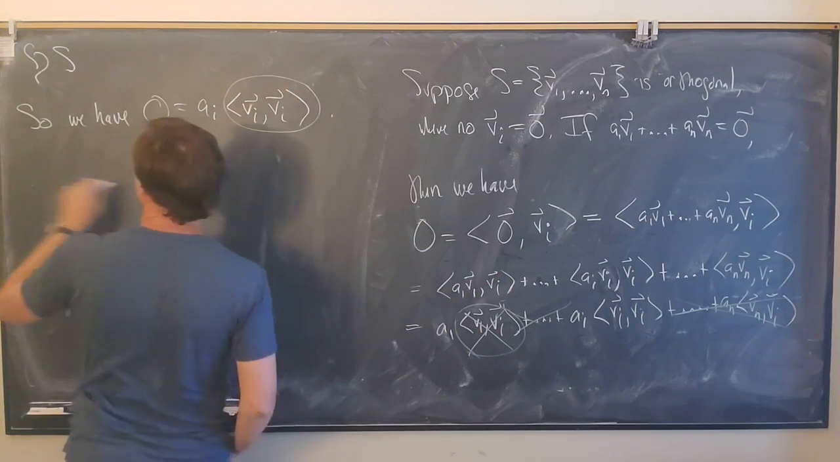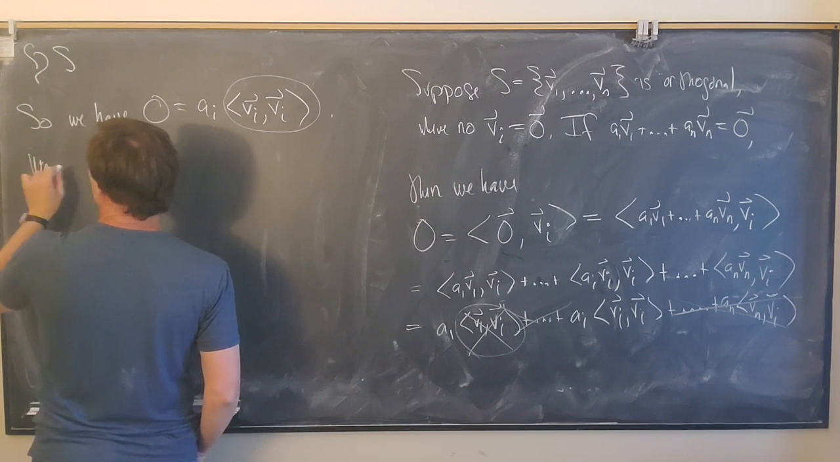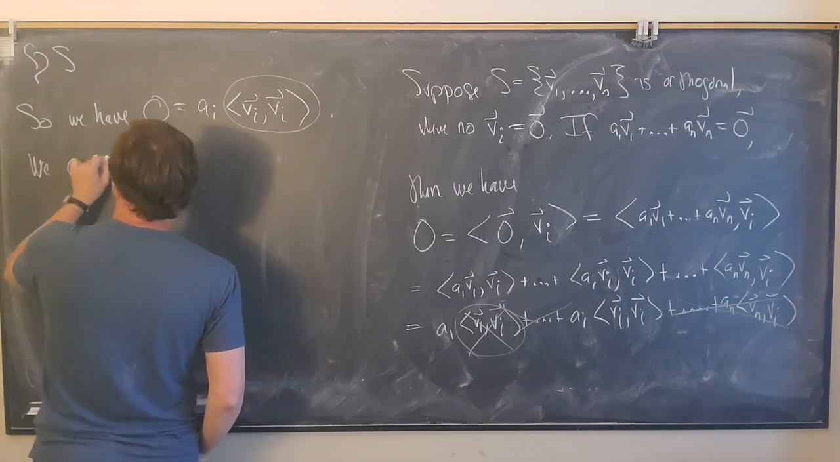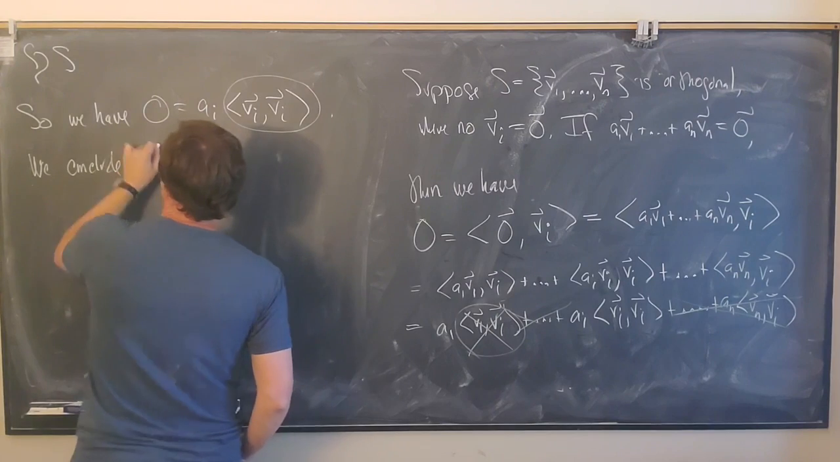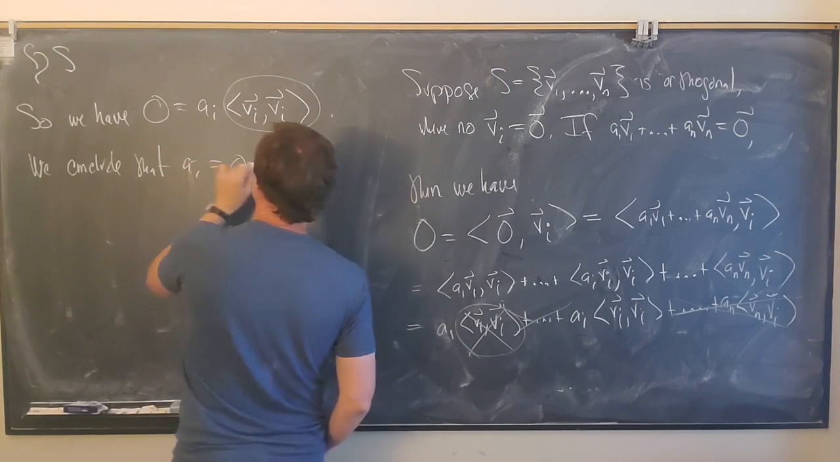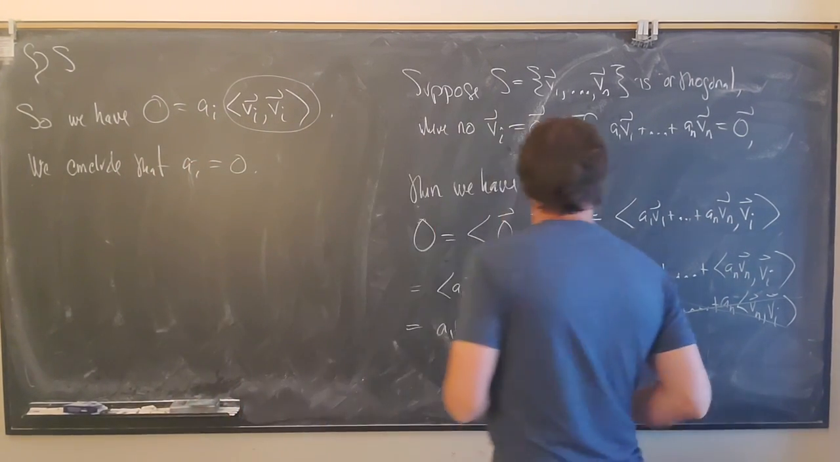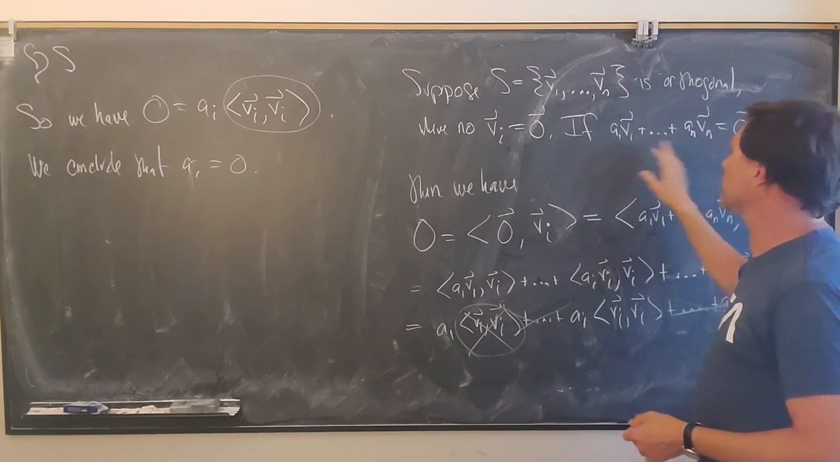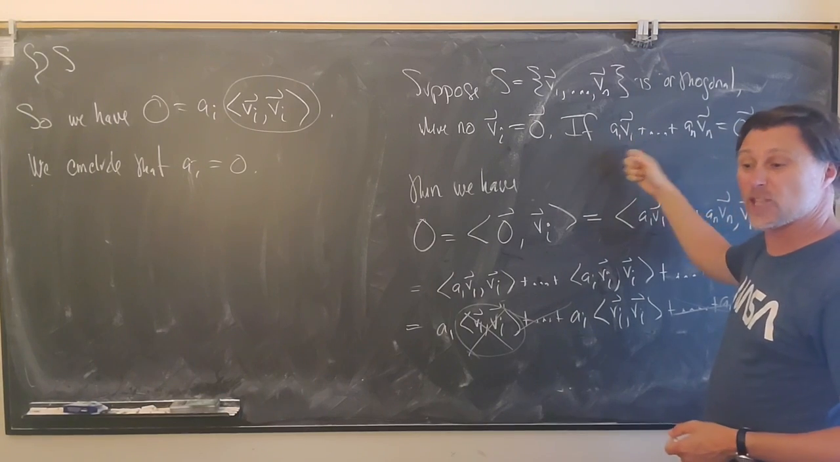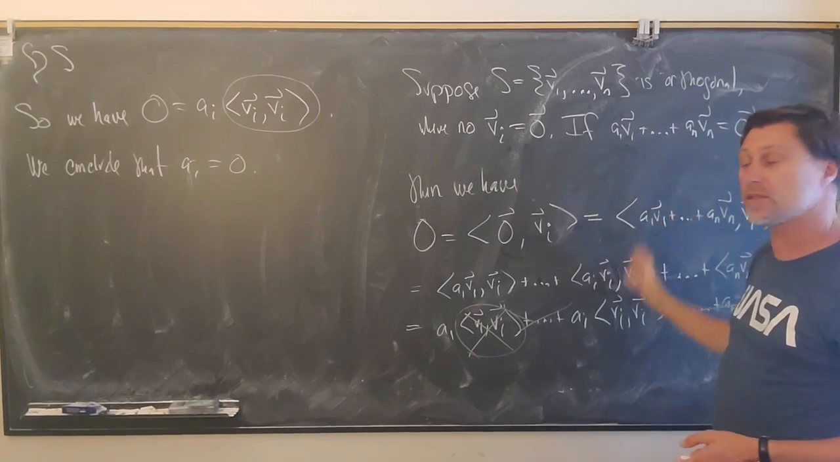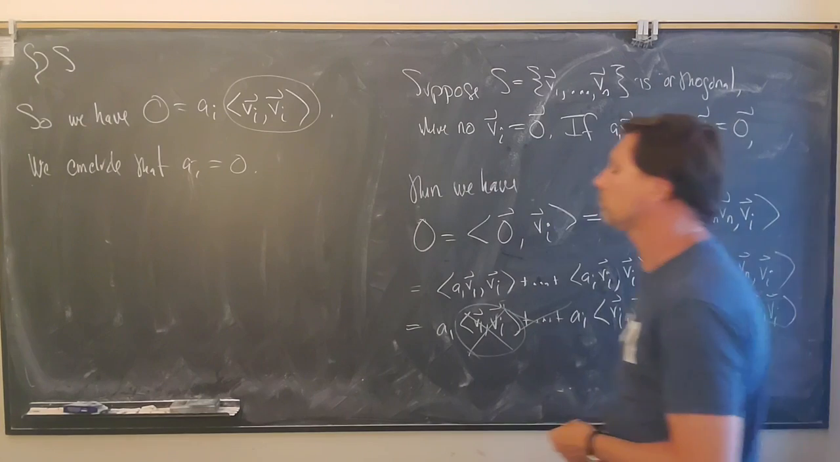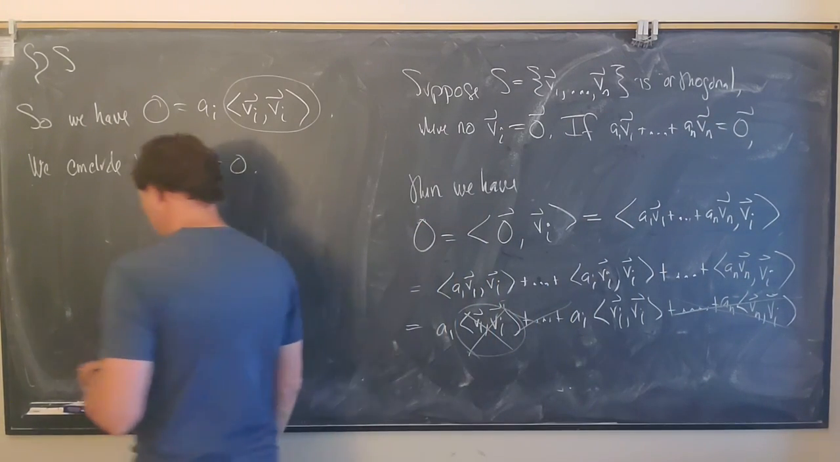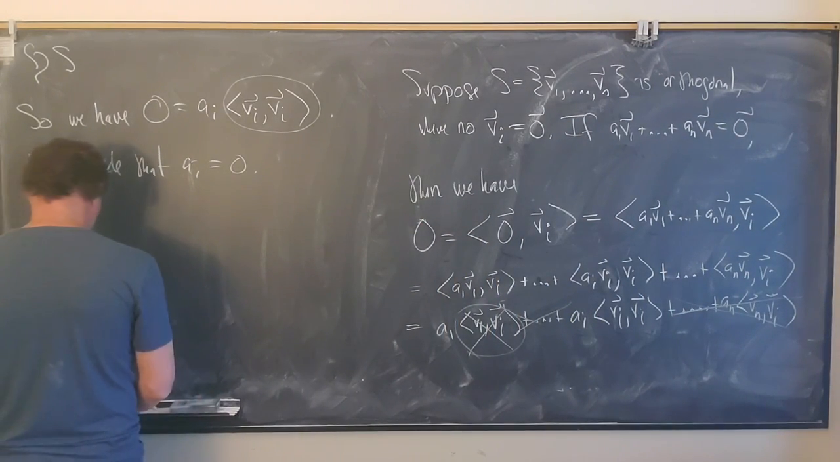So we conclude that a sub i is equal to 0. Now, we could do this for any one of those a sub i's, so what that allows us to do is conclude that each one of those coefficients has to equal 0. And so, we just proved a theorem here, so let's write this as a theorem.